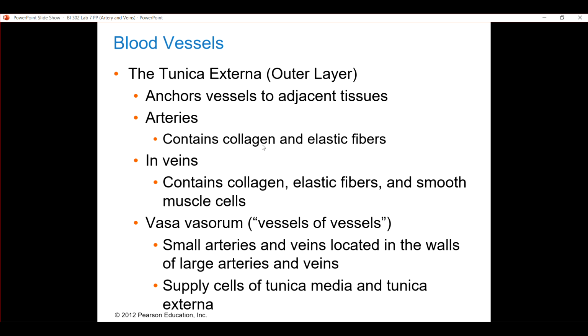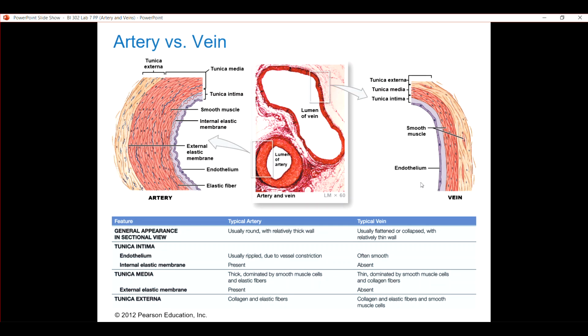All right, so collagen is common to both, elastic fibers are common to both, but smooth muscle cells are only going to be found in veins. Let's take a look. Over here, the yellow represents collagen, and the blue squiggly lines represent elastic tissue. Over here, collagen, and they don't really show many elastic fibers. So this would be predominantly collagen.